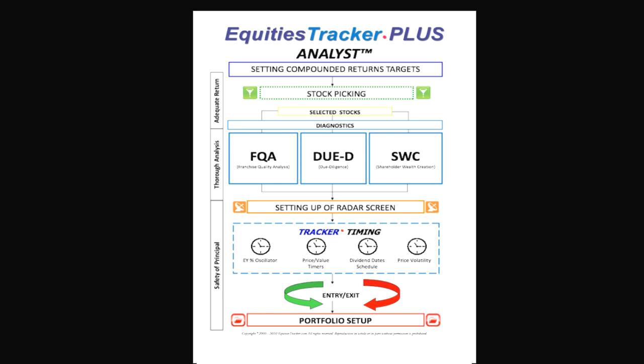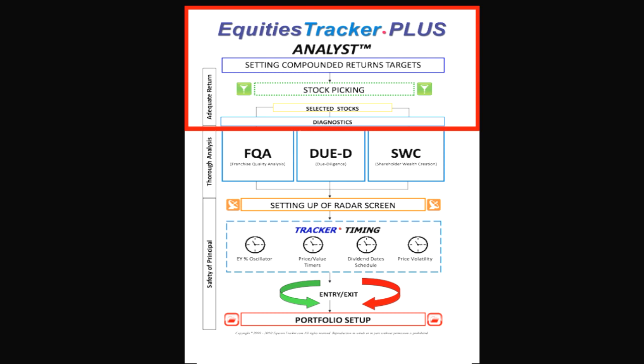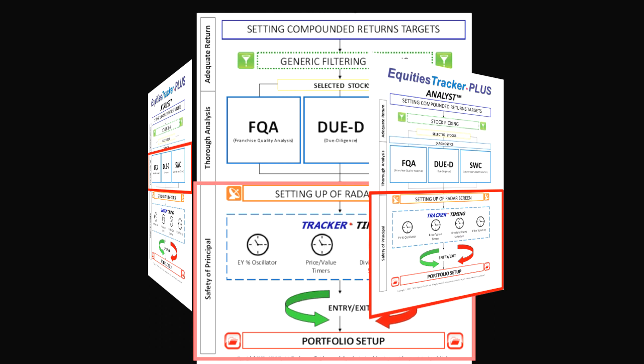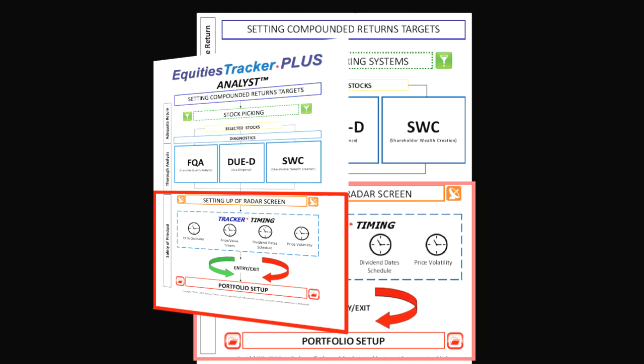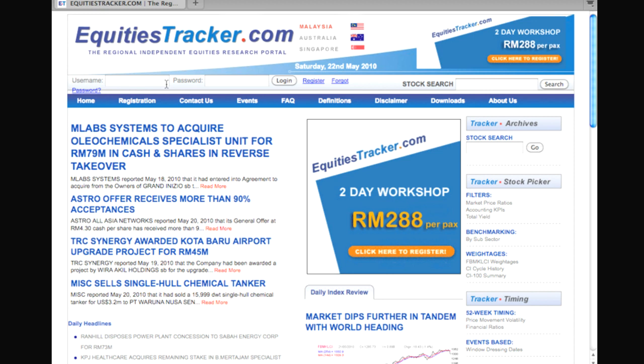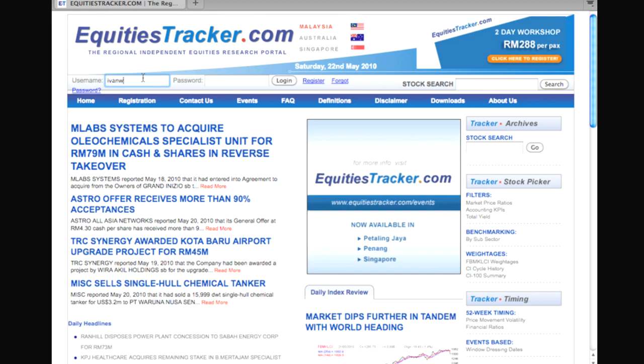The investment system is based on Benjamin Graham's 3 investment principles, namely, adequate return, thorough analysis, and safety of principal. I am now going to introduce the key features of EquitiesTracker to you.